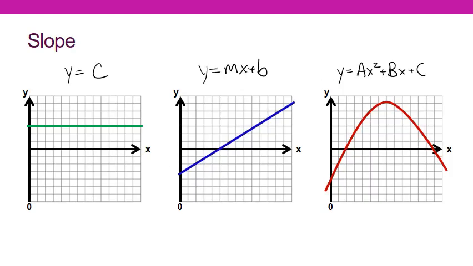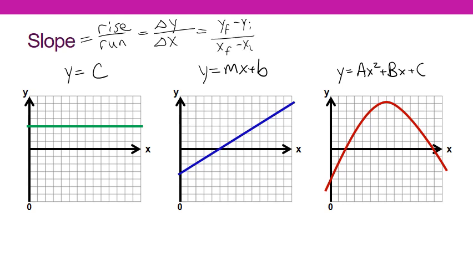You may have heard of slope being defined as the rise over the run, and that's a really useful mnemonic to remember. Of course, this is the change in the vertical component over the change in the horizontal axis. Or in other words, this is y final minus y initial divided by x final minus x initial.